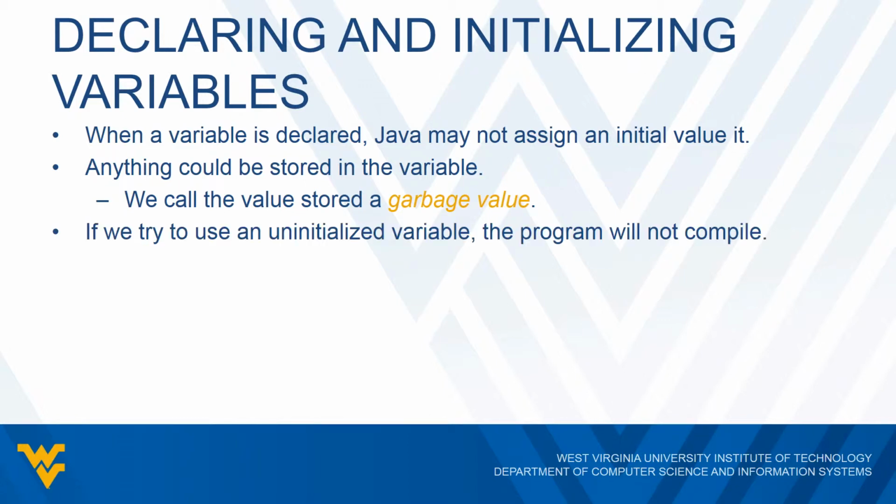In fact, if we try to use an uninitialized variable, the program is going to give us a compile error. Let me give you an example as to how and why this happens. Let's say I declare some integer variable, which we'll call x, and then I try to print x. So I say System.out.println(x). Well, what is x? There's no value with it. There's some garbage value, and Java's not going to print it.